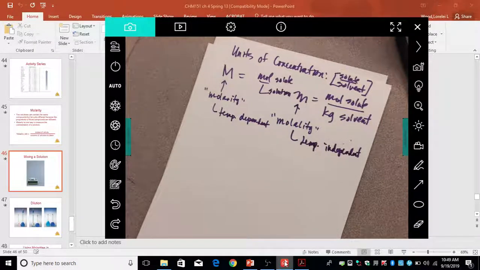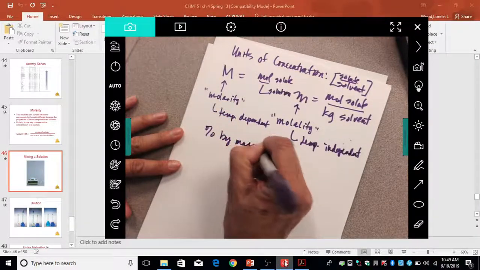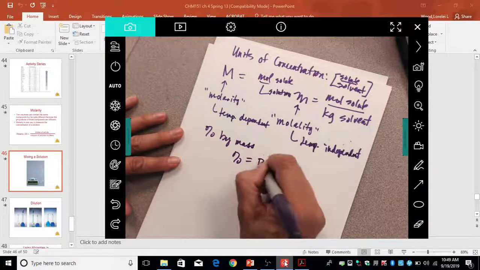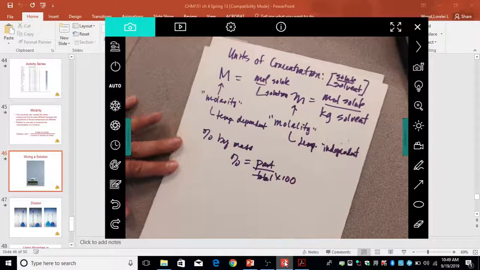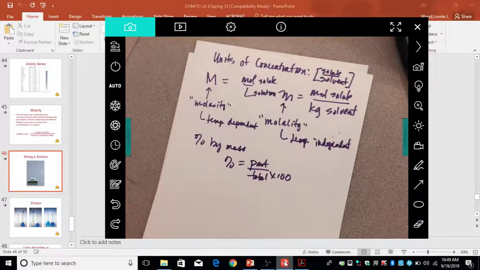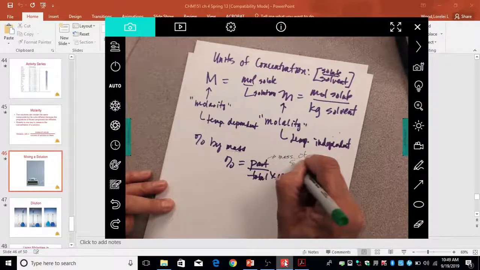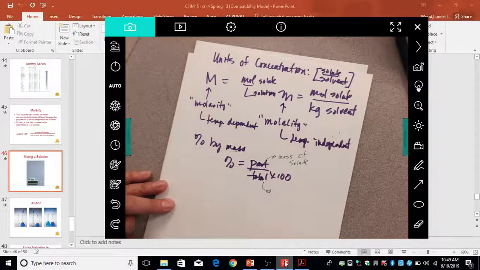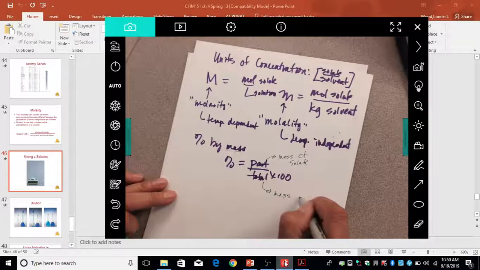All right, so that's molality. There's also percent by mass. And since percent is always part over total times 100, how would percent by mass be related if we're talking about a ratio of the solute to the solvent? What would be the part if we're talking about percent by mass? It would be the mass of the solute, right? And what would be the total? Not just the solvent, but the mass of what? Solution. Solute plus solvent. That's something to remember.